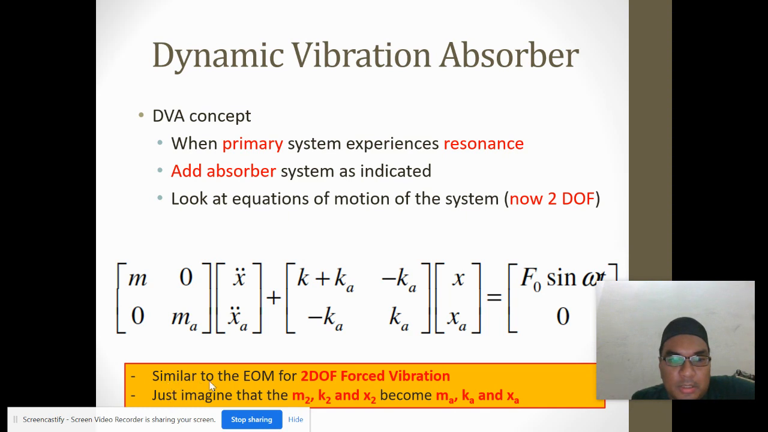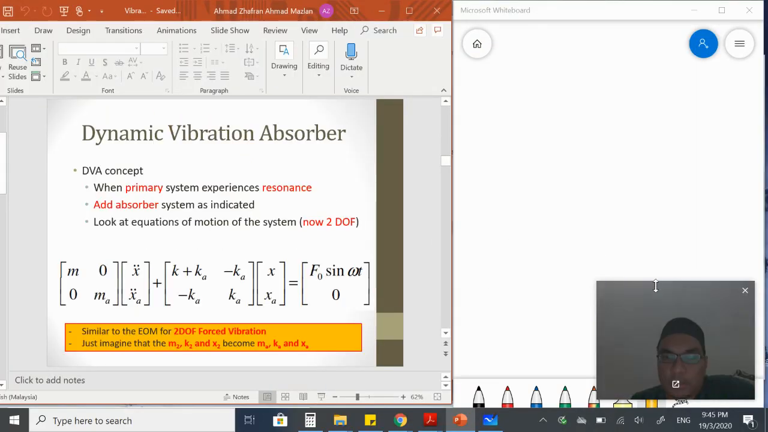So basically this is similar to the equation of motion of the 2 degree of freedom forced vibration. Just imagine that the M2, K2 and X2 become MA, KA and XA. But what you have to be alert about is that the DVA is not like the primary system that has a secondary system that will excite the vibration, but this one will basically absorb the vibration.